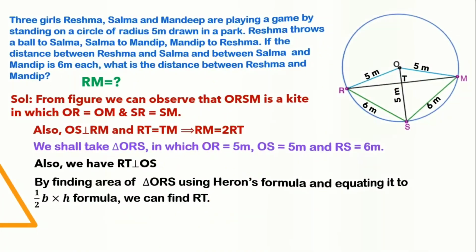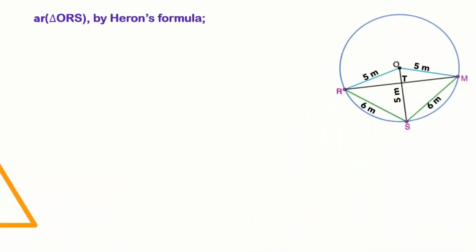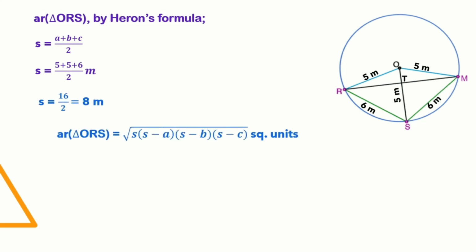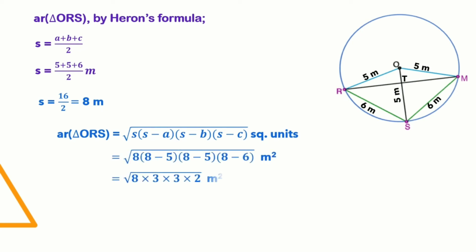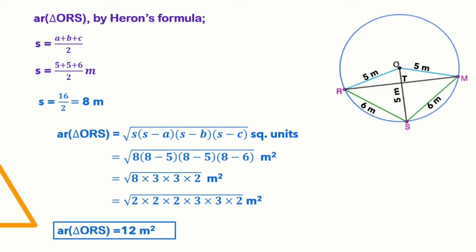So let's start. For area of triangle ORS by Heron's formula, first we need semi-perimeter, that is the sum of all the sides divided by 2, and we are getting the semi-perimeter as 8 meters. Now the area of triangle is given by square root s(s minus a)(s minus b)(s minus c) square units. After substituting the values, after prime factorization, we are finding the square root as 12 meters square, that is the area of triangle ORS.